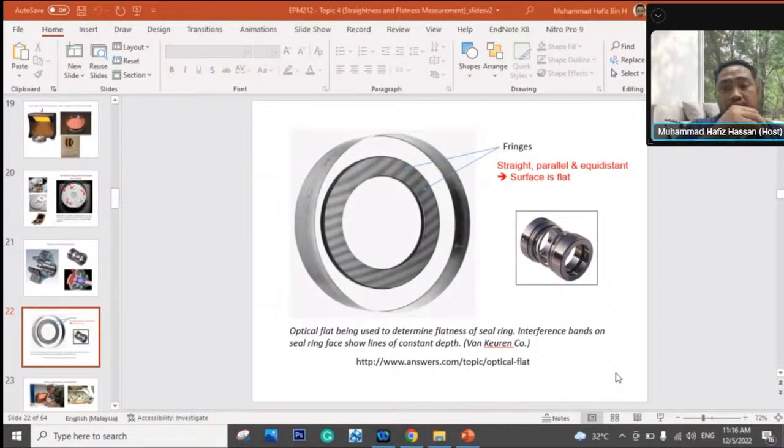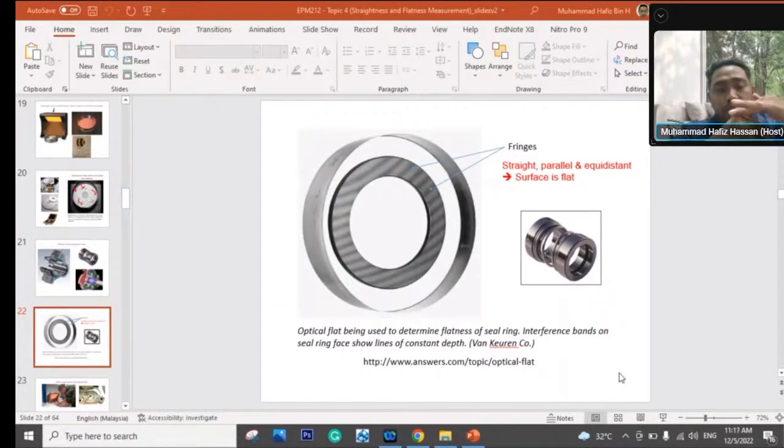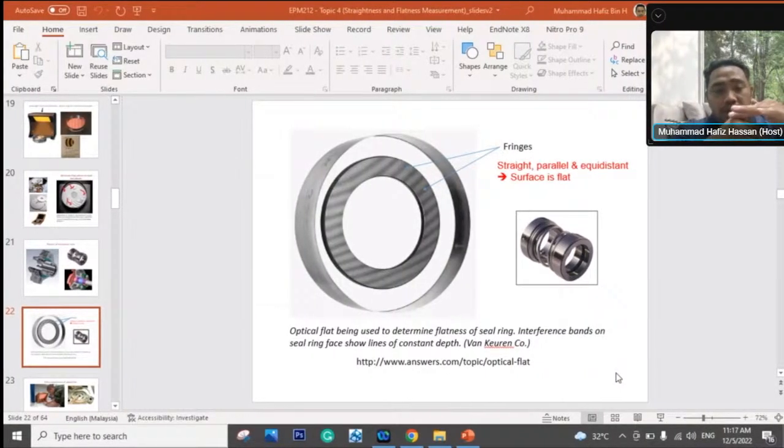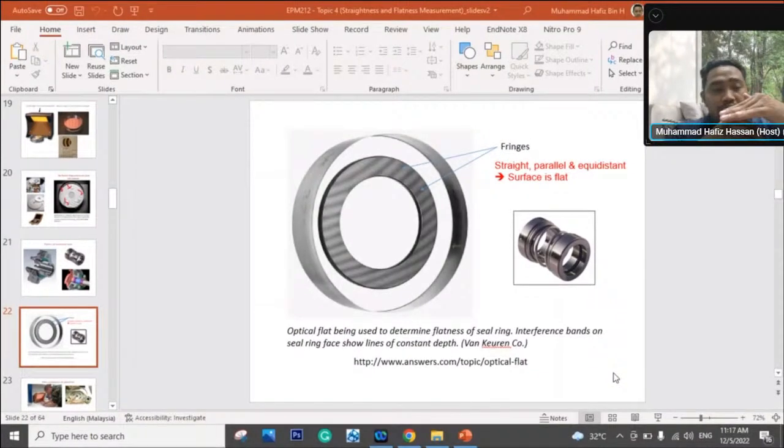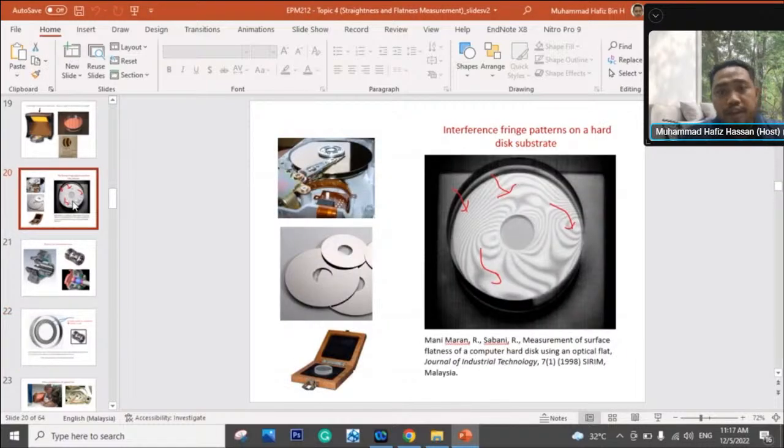Sometimes if there is a curve like this and you put the optical flat at the top of the curve section, only at the contact will we see no fringe. If there is a gap between the optical flat and the surface, it will come up with various types of fringe patterns. That is an example that I will show you. Like this, we can see here various types of interference fringe patterns on the hard disk or substrate.